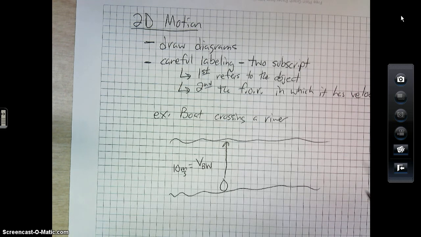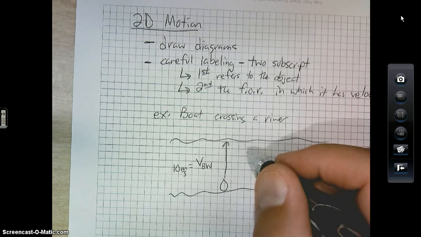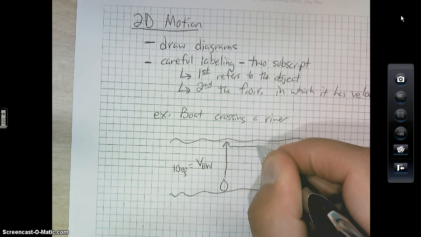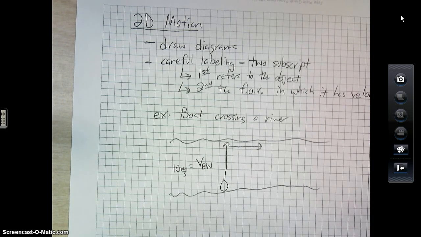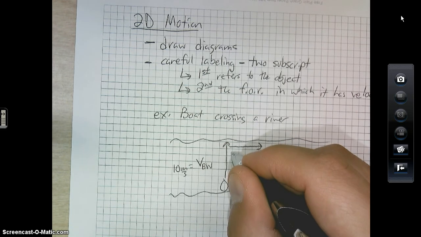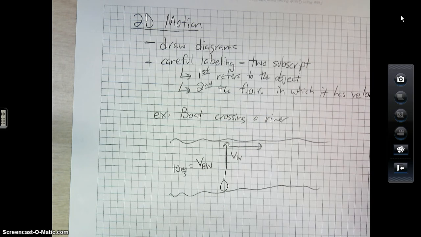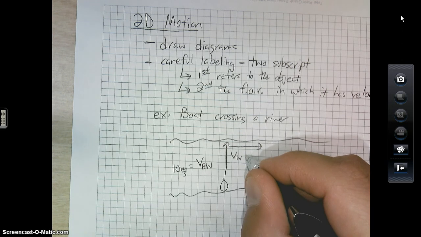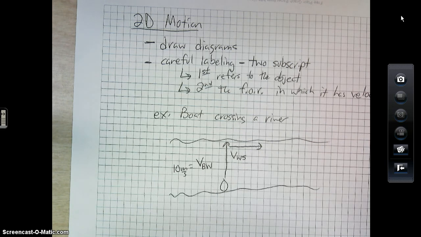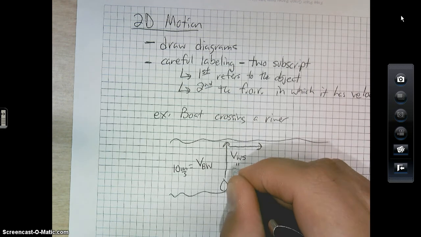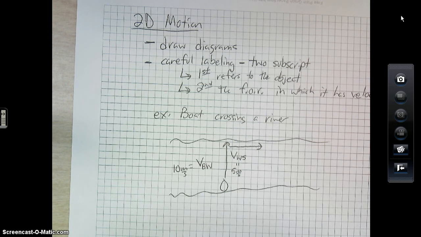But let's say that the river has a current, okay? And the current is downstream like that, okay? Then I can say that this is the velocity of the water, but how do you usually measure velocity of water? It's usually measured in reference to the shore. So this is the velocity of the water with reference to the shore. From the shore's frame of reference, that's how fast the water is going. And let's say that that was a 5 meter per second velocity.